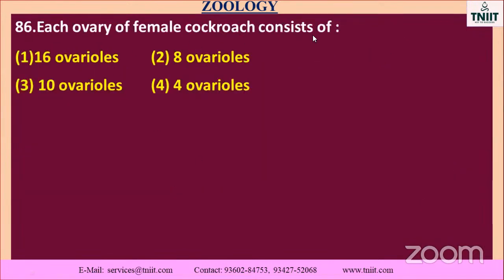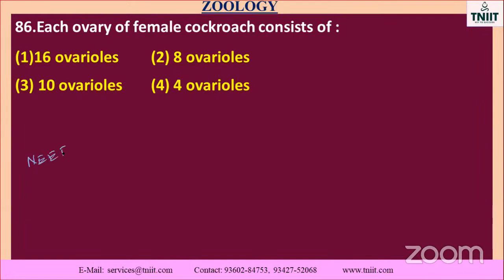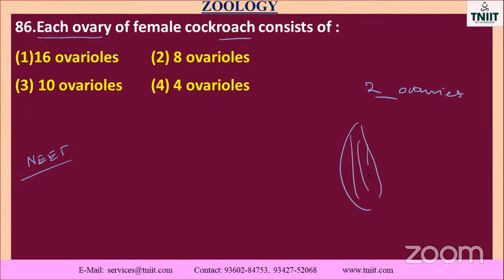Each ovary of the female cockroach consists of... very, very important. So many times they ask this question in NEET. Each ovary they asked, because the female cockroach has 2 ovaries. They are asking about each ovary. This is the first and this is the second. Each one means only one ovary. It consists of how many ovarioles?